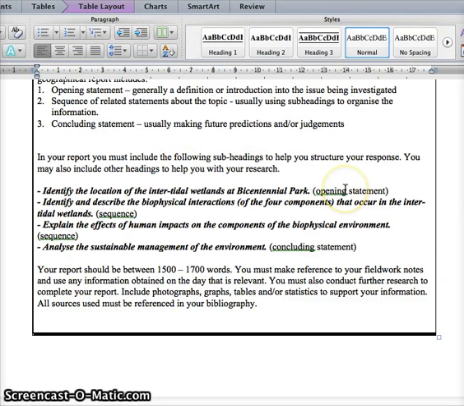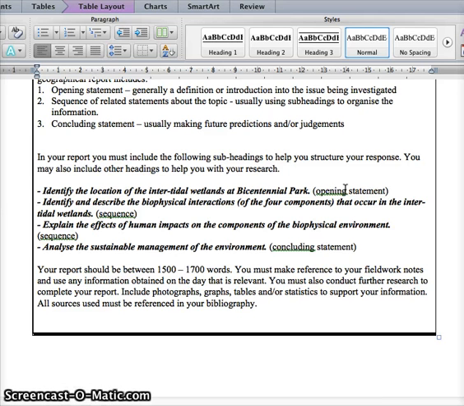So for your opening statement, you would identify the location of the intertidal wetlands at Bicentennial Park. Where are they located? Why are they there? Then you would need to identify and describe the biophysical interactions, so of the four components that occur in the intertidal wetlands. What happens in the atmosphere, what happens in the lithosphere, what happens in the hydrosphere, and what happens in the biosphere? So in those four spheres, what's happening in there? Your booklet that you received on the day is broken up in those sections, so that should help you organise your information.